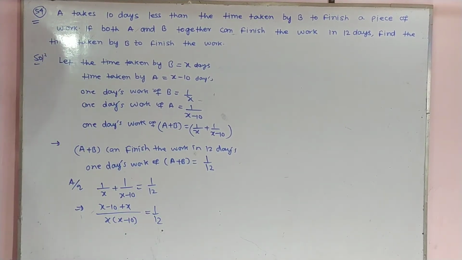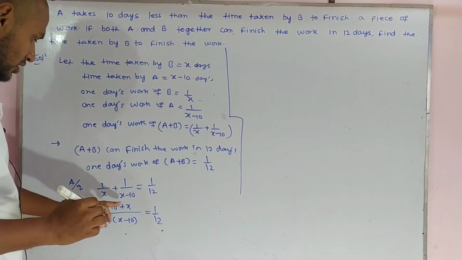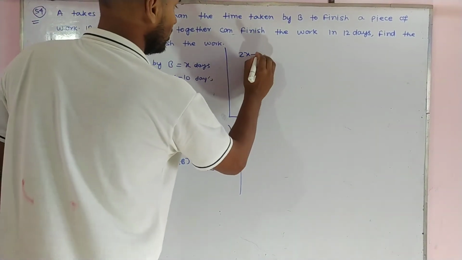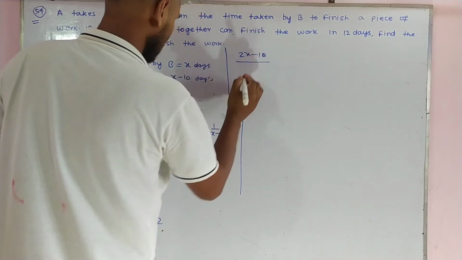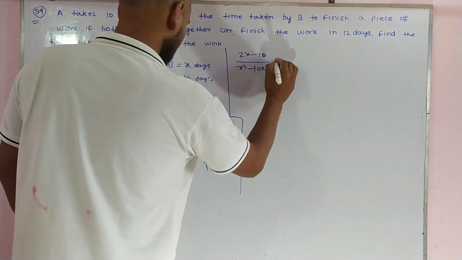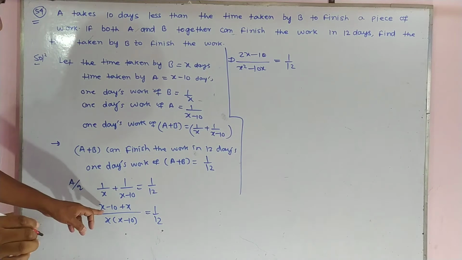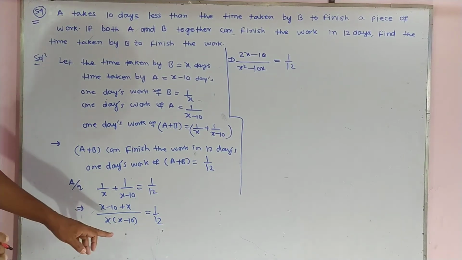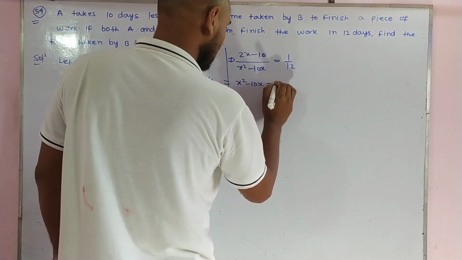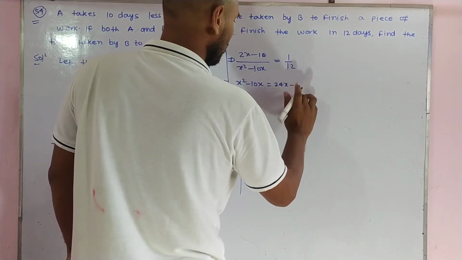Okay, and from here you solve this equation. You get x plus x becomes how much? 2x minus 10, and here x square minus 10x equal to 1 upon 12. This will be equal to x plus x becomes 2x minus 10, and x square minus 10x equal to 1 upon 12. And from here we can write x square minus 10x equal to 12 times 2x minus 10, that is 24x minus 120.